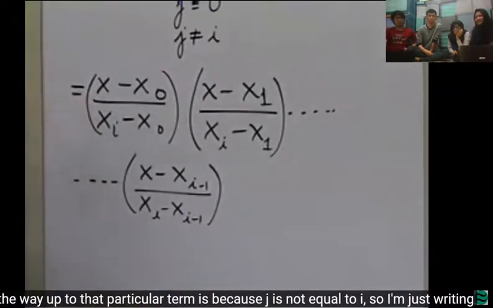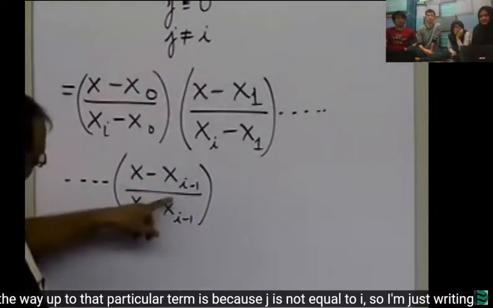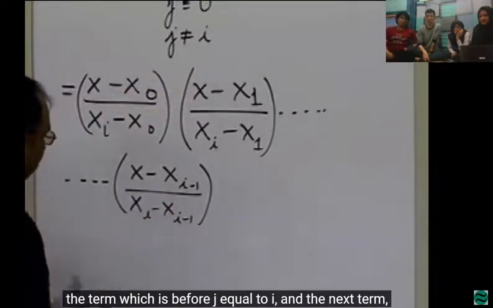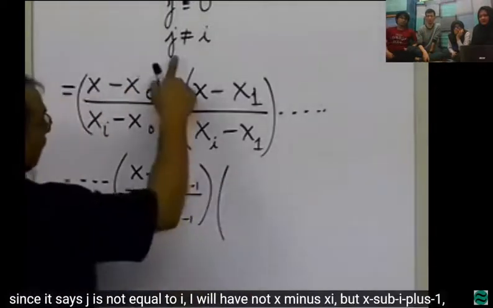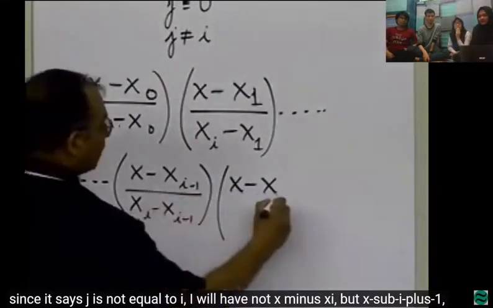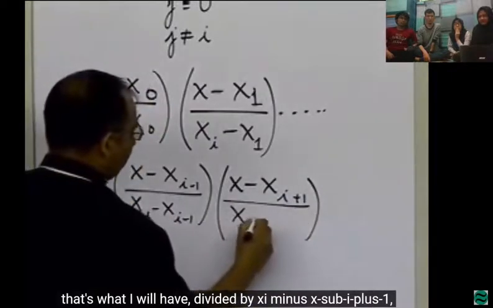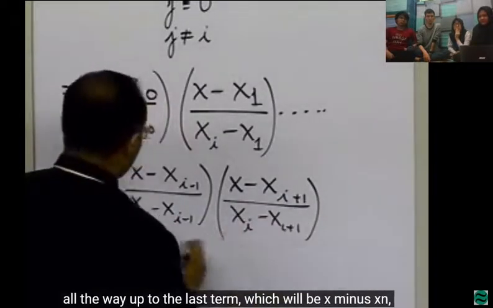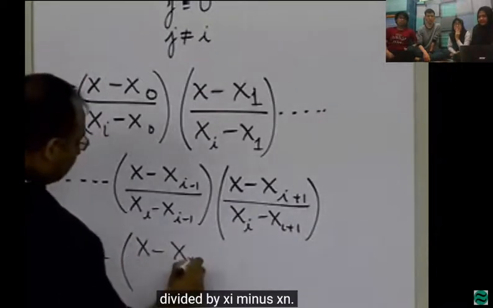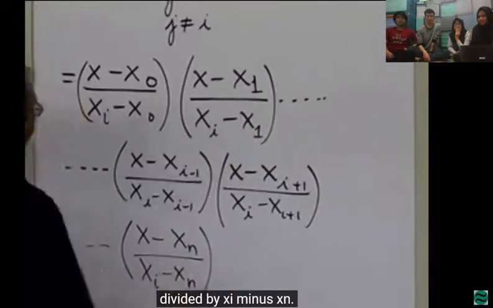The reason I went all the way up to that particular term is because j is not equal to i, so I'm just writing the term which is before j equal to i. And the next term, since j is not equal to i, will have not x minus x_i, but x minus x_(i+1), divided by x_i minus x_(i+1). All the way up to the last term, which will be x minus x_n divided by x_i minus x_n.